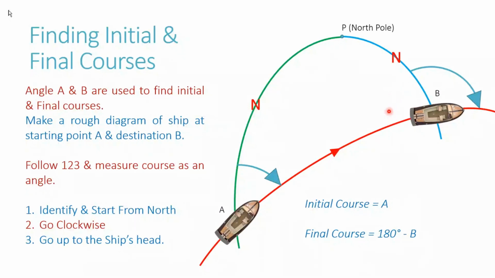This total angle being 180 degrees, we know the inner angle B. So 180 minus the inner angle B gives us the outer angle B. The outer angle B is what we require. Outer angle B is our final course. So 180 minus the angle B calculated using cosine formula gives us the final course of the ship.